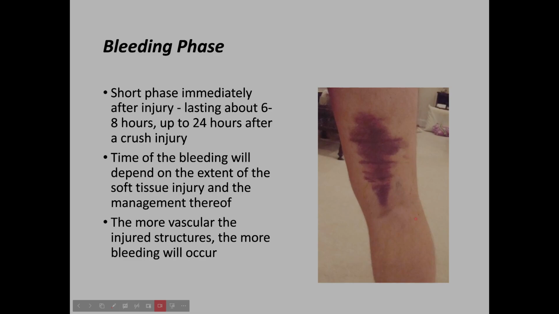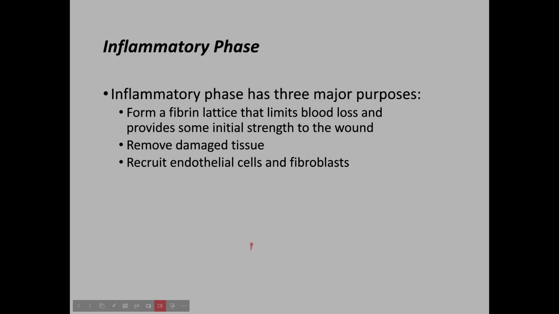Everyone is a bit different, so you can't really hold these maxims to be true for every single patient. But the bleeding phase is initially the first phase you'll go through, lasts about those first 6 to 8 hours, sometimes up to 24 hours if the injury is really bad, like a crush injury. Time of bleeding depends on the extent of the soft tissue injury that's present and how we manage it after that. So obviously, the more vascular tissues or the more vascular structures that you injure, the more bleeding that's going to occur. I think that's a fairly sensical ratio.